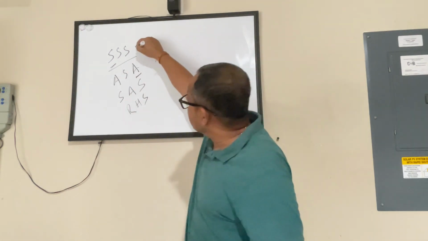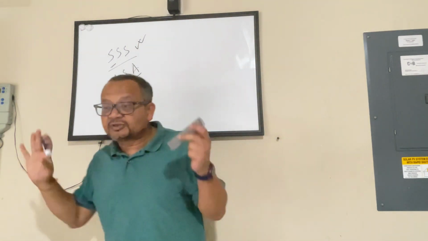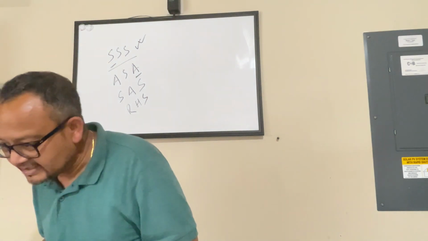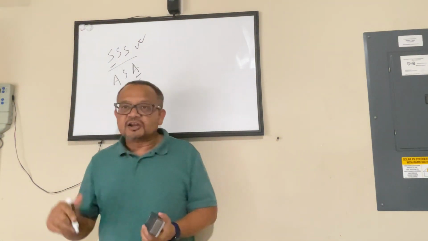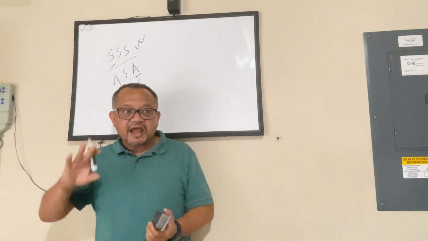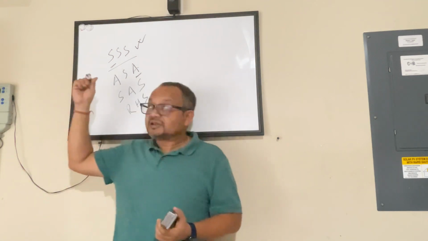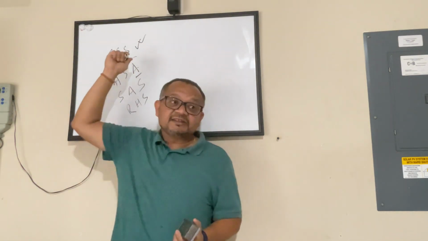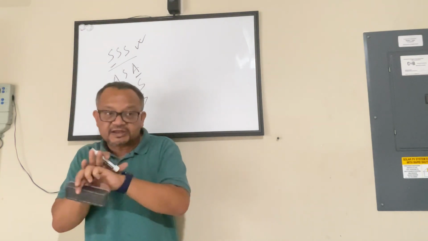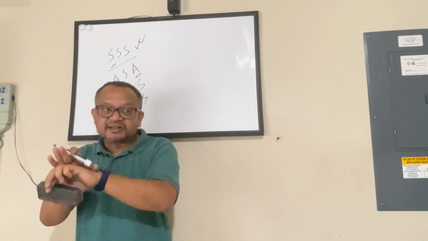Now, the first one, when I say SSS, meaning there are 2 triangles which have matching sides. So the first theorem is called SSS, meaning when you have 3 sides and the corresponding sides are matching, those triangles are congruent, meaning they will completely overlay each other. They are exactly the same.